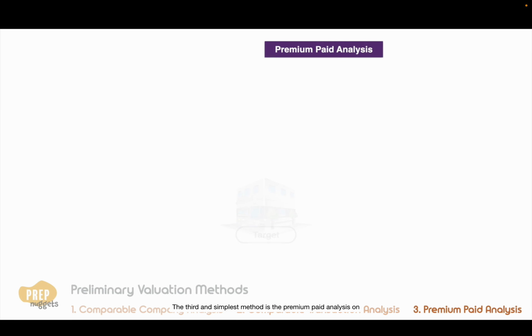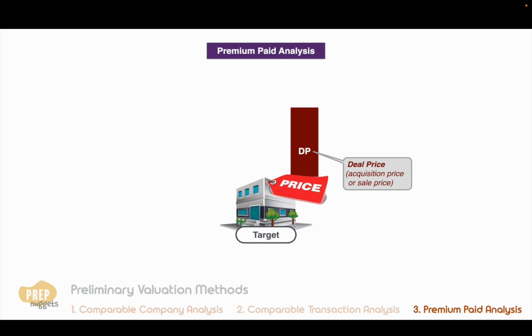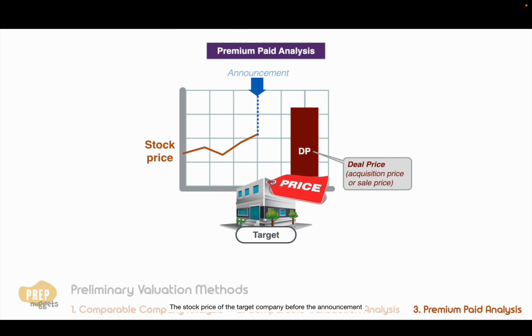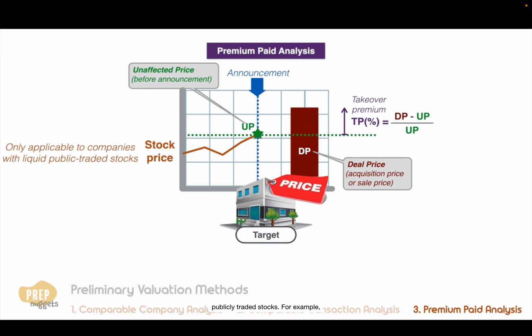The third and simplest method is the premium paid analysis on the sale value or acquisition price that was announced. We call this the deal price. The stock price of the target company before the announcement is known as the unaffected price. A takeover premium is simply calculated as the percentage of deal price that is above the unaffected stock price. This method is only applicable to companies with liquid publicly traded stocks. For example, if the shares of the target were trading at $40 just before the announcement and the deal price was announced at $50, the takeover premium is 25%.